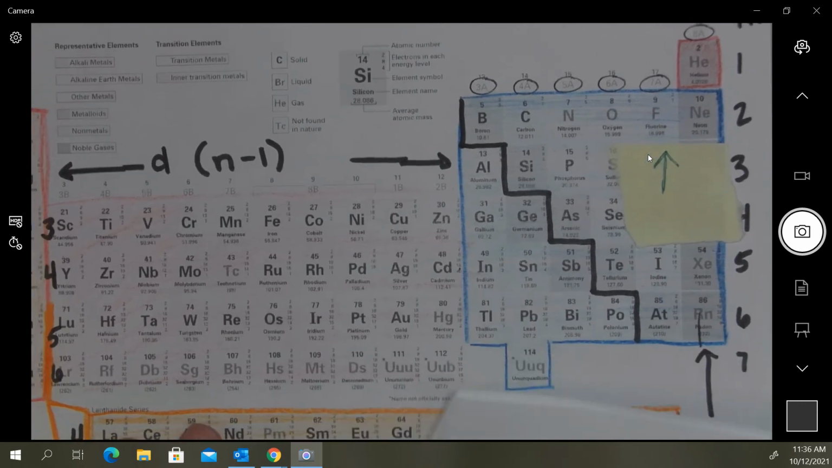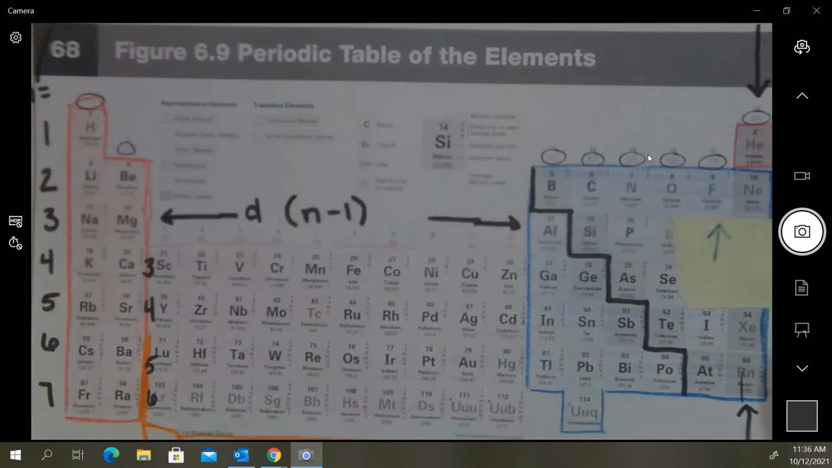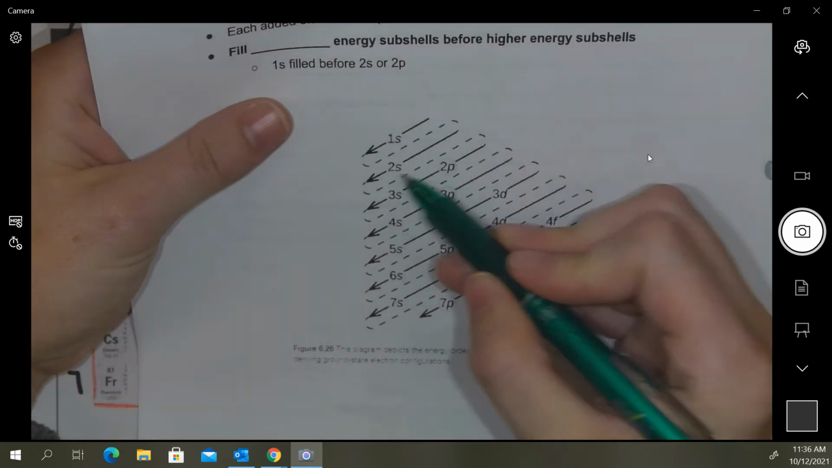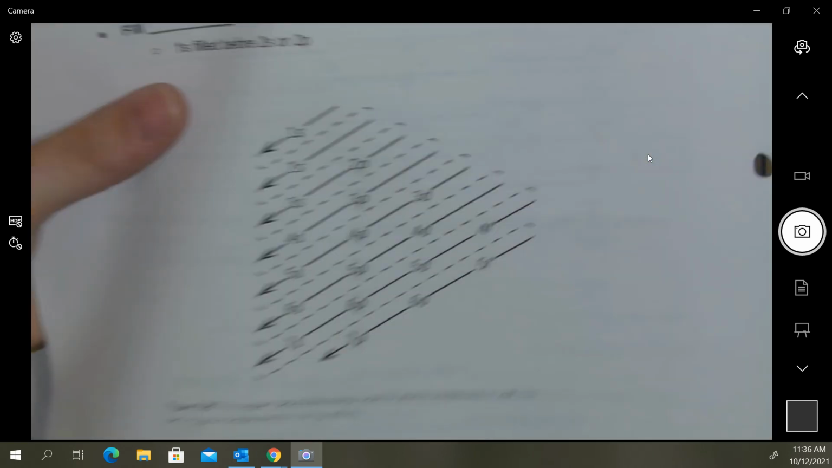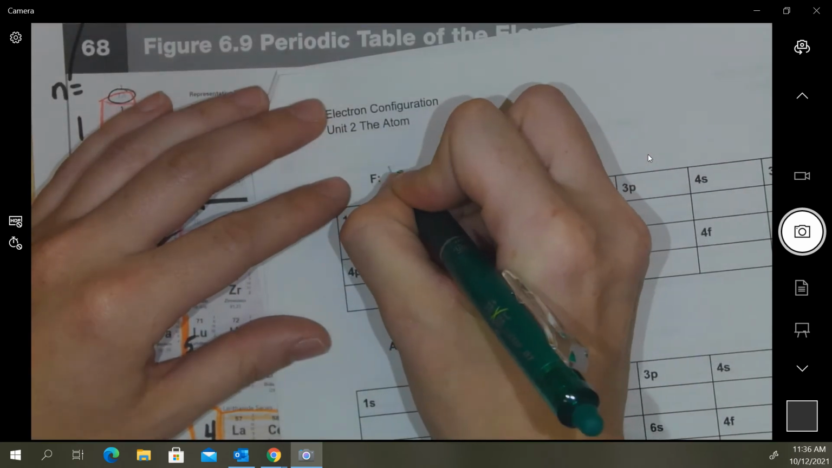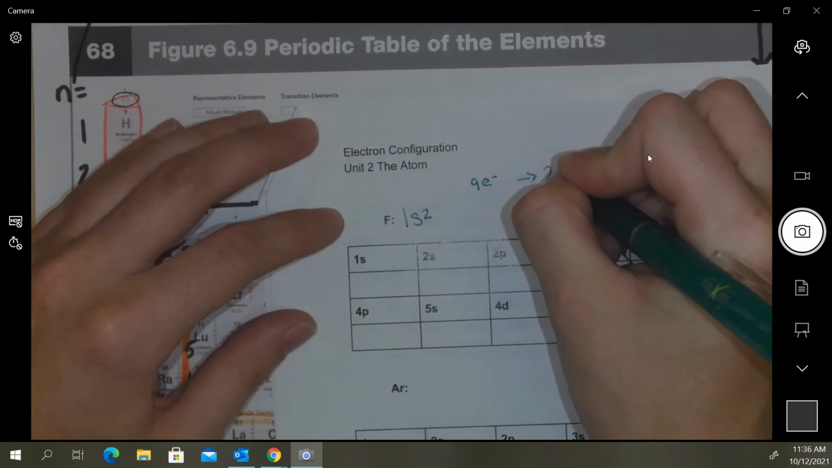There's a few different ways we could do this. We could read through it like we did last time. Another way of doing it is using our flow chart. So we know if we're at 2p, this is our ending point, that we're going to fill 1s. So 2 fit into 1s, so I can go ahead and write down 1s2. We're trying to eventually get all the way to 2p5.